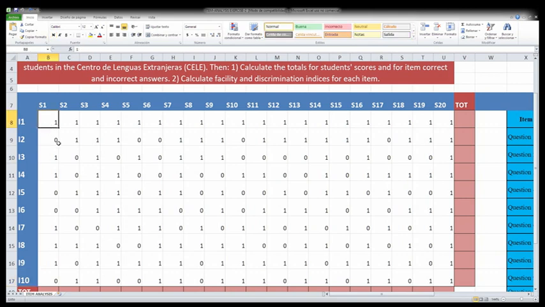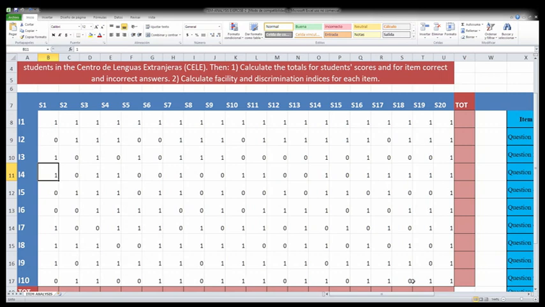There are in total 10 items. The numbers that you see in the middle correspond to the answers that the test takers gave. If you remember, in an objective test, a correct answer is marked with number 1 and an incorrect answer is marked with number 0. So every 1 and every 0 corresponds to a correct or an incorrect answer. For example, test taker number 1 got the first item correct, then the second item incorrect, then the third item correct, and so on and so forth.